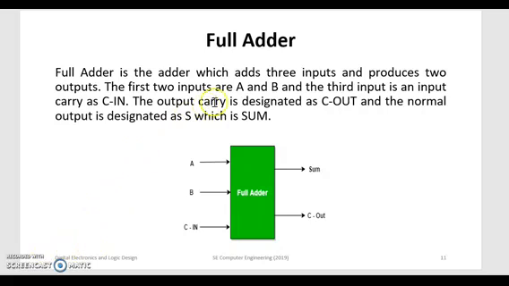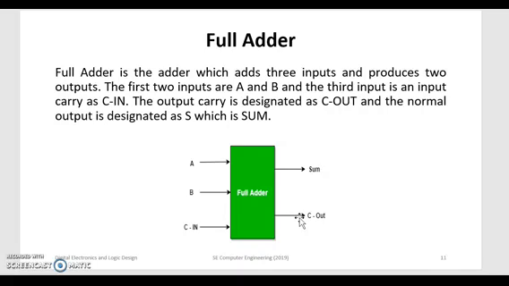See, the first 2 inputs are A and B and the third input is C in, that is carry in. The outputs generated from full adder are 2 outputs, C out, the output carry, and the normal output, which is designated as S, which is nothing but the sum. See, this is the full adder circuit. It has 3 inputs A, B and the carry in, and the circuit generates 2 outputs, sum and the C out.